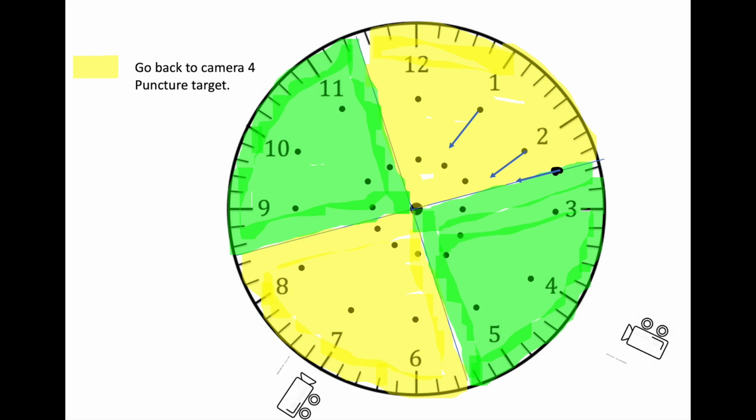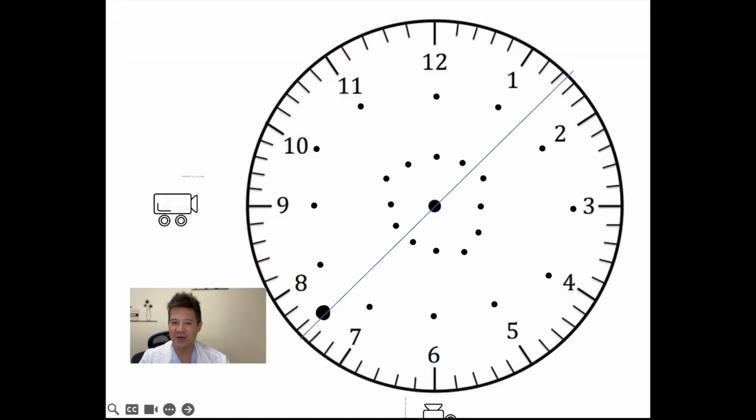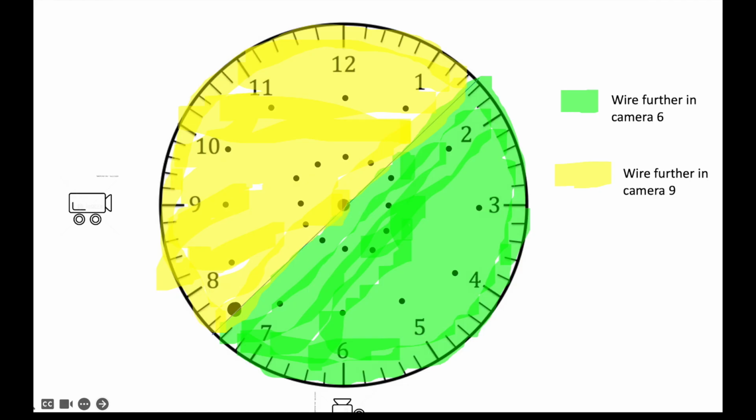Now, let's make it more complicated. On the same clock face model, now the distal target is not in the middle of the clock, it's at 7:30 on the outer edge. And our cameras are now 6 and 9 o'clock. What will happen? Well, very simply, the equipoise line is between 1:30 and 7:30. Everything in the green, the wire is further in camera 6. Everything in yellow, the wire is further in camera 9.